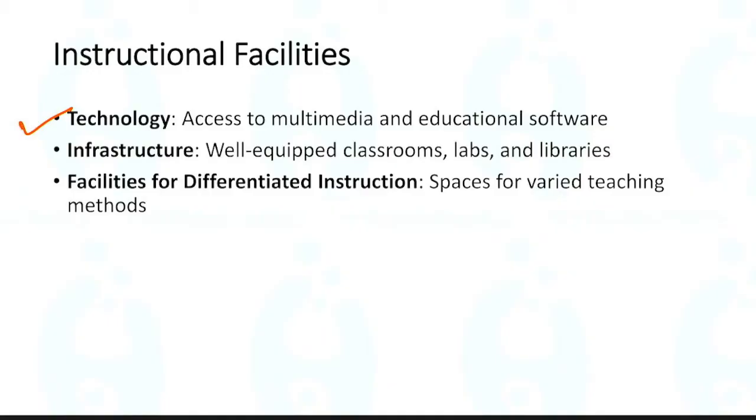Apart from that, infrastructure. Talking about infrastructure, over here we have a physical classroom, right? So the lighting of the classroom, the temperature, the seating arrangement, the classroom layout, all of these can influence students' engagement, comfort and focus. Apart from that, we have the facilities for differentiated instruction, like spaces for varied teaching methods. Correct. So all these are going to affect the teaching if they are not proper.